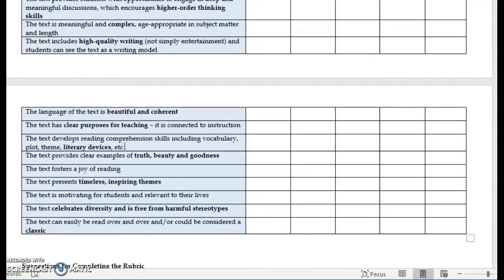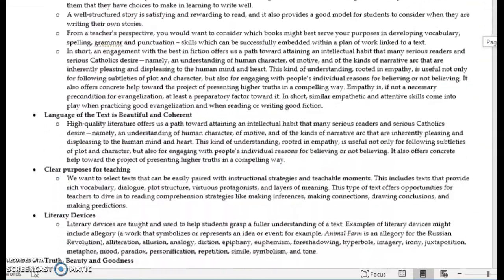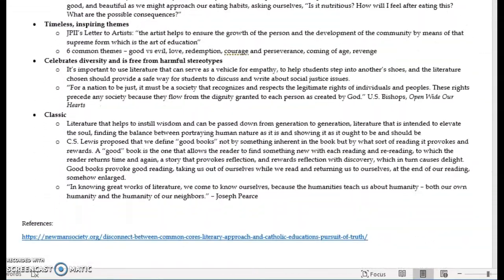And the final indicator: the text can easily be read over and over and/or could be considered a classic. So here you will find more information about what we're looking for in terms of classic literature, what we can define as a good book.